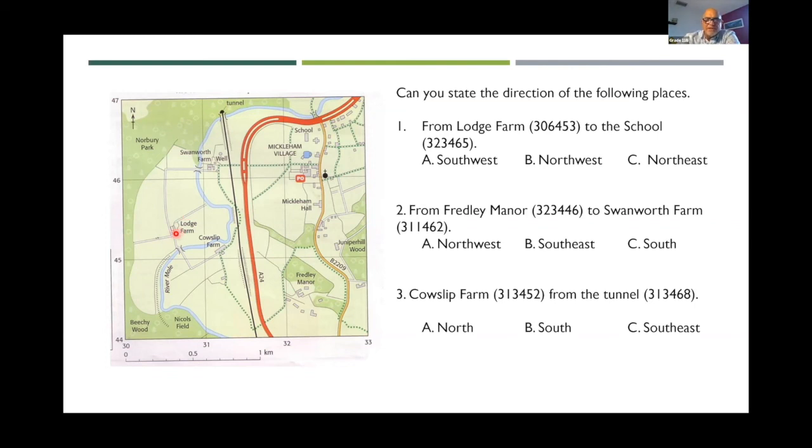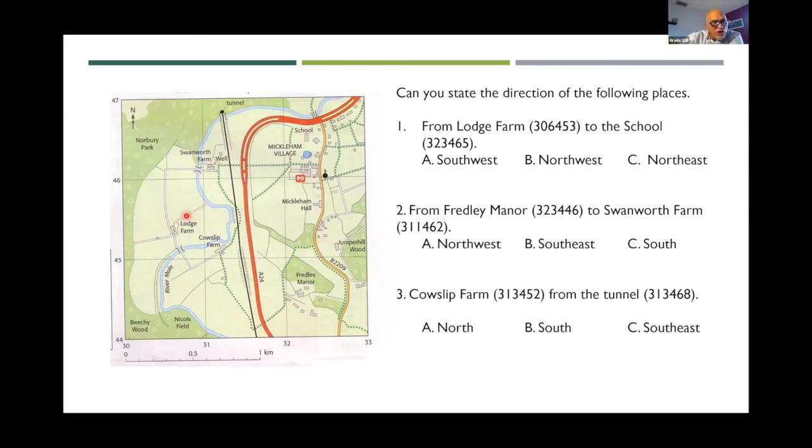The school is at 323465. There's our destination. So, we're going from the Lodge Farm to the school. What direction is that? I see a few answers already. Kadisha, well done. Jason, good job. Anyone else? From Lodge Farm to the school.